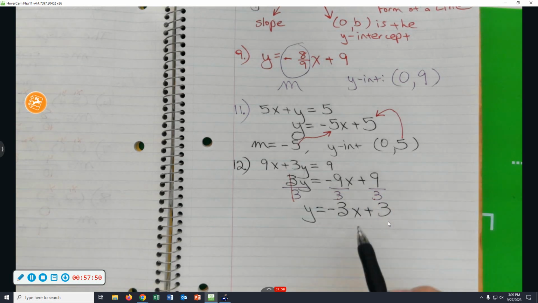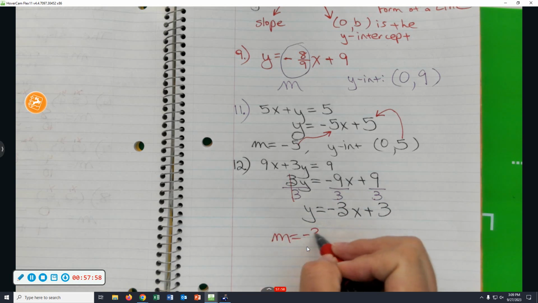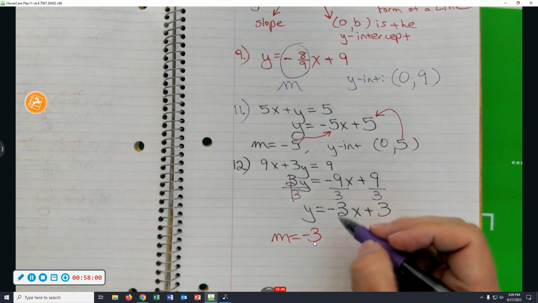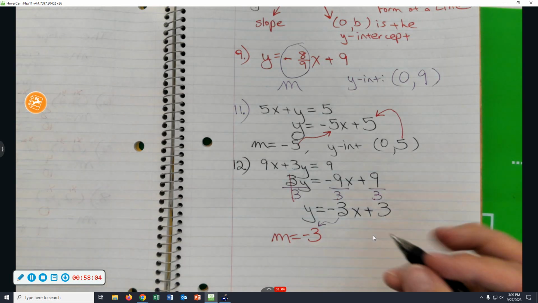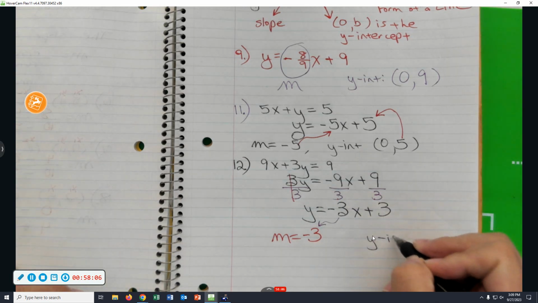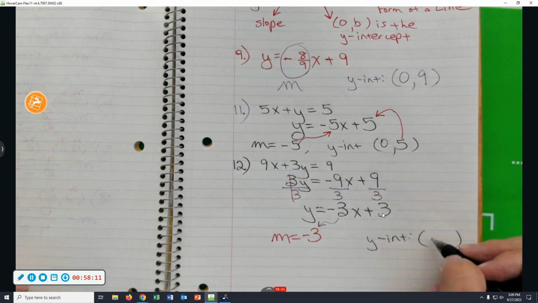I can't believe it. They're still giving us these same numbers like that, just different signs. What's the slope? Negative 3. I agree. It's that number right there. What's the y-intercept? Oh, be careful. Call it out. 0 and 3. Okay.